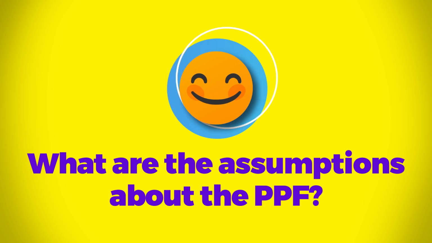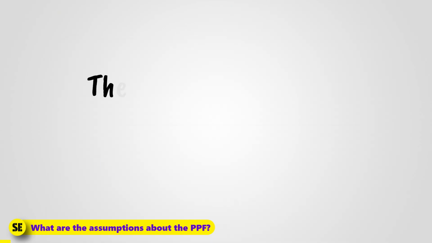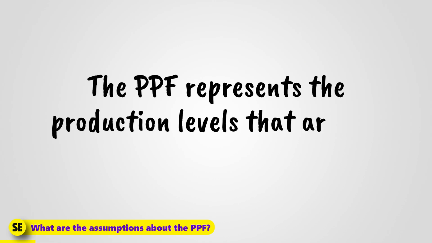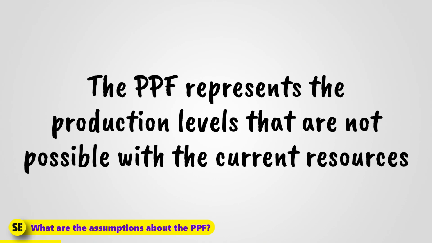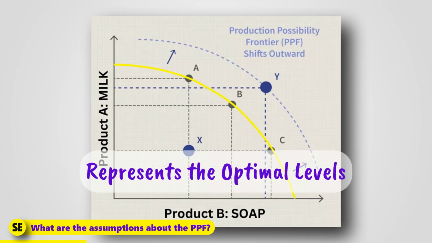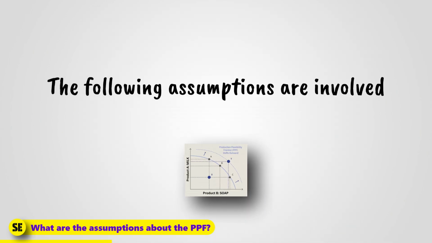What are the assumptions about the PPF? On a graph, the PPF represents the production levels that are not possible with the current resources. The curve on the graph represents the optimal levels. The following assumptions are involved.